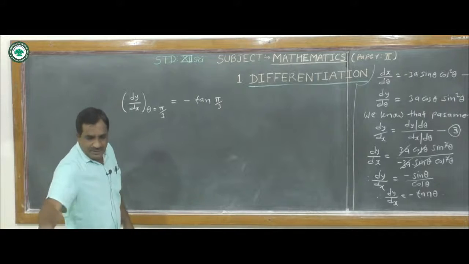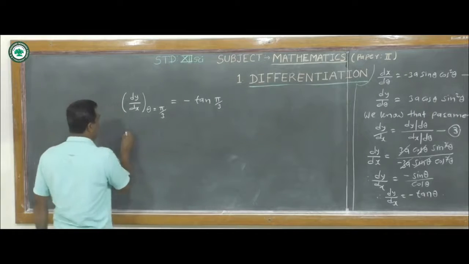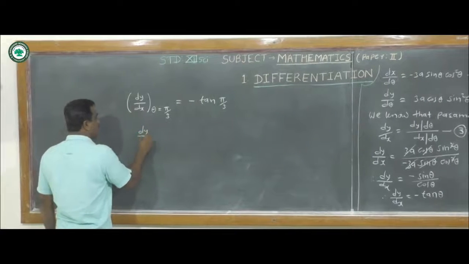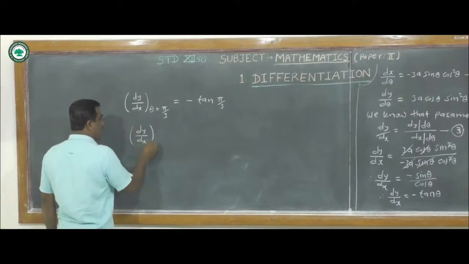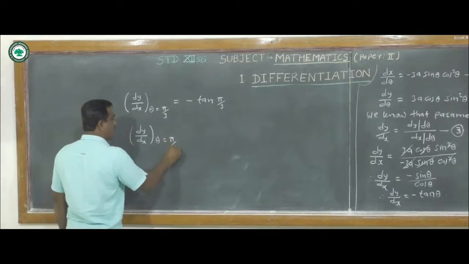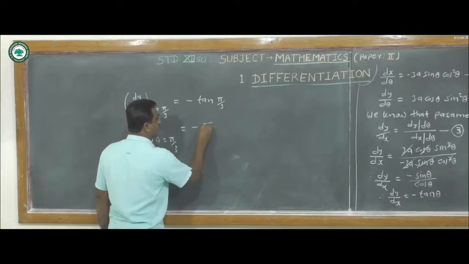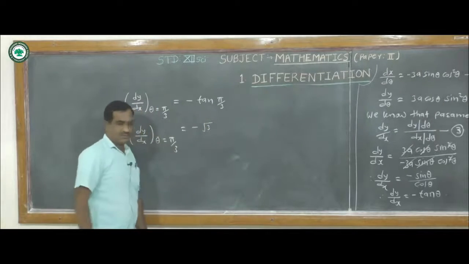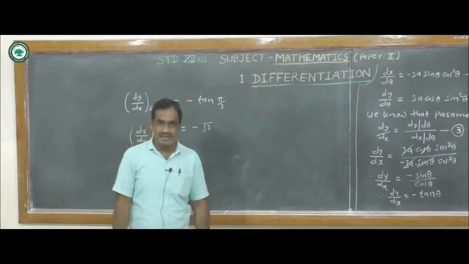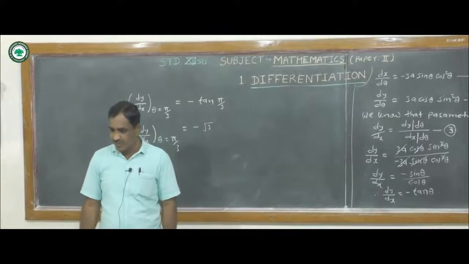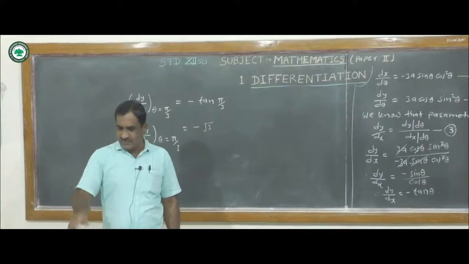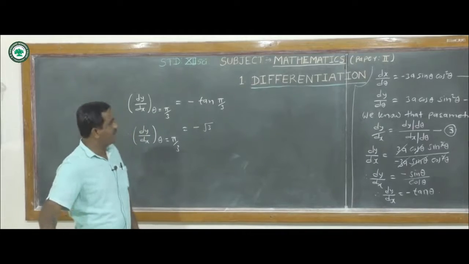Value of tan pi by 3 is root 3. Therefore dy by dx at theta equal to pi by 3 is equal to minus tan pi by 3, which means minus root 3. This is the value of dy by dx at theta equal to pi by 3. Okay, now we see the second example here.